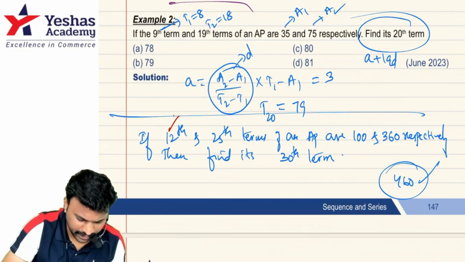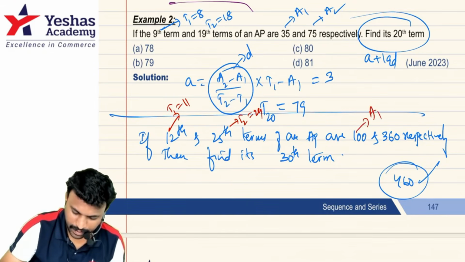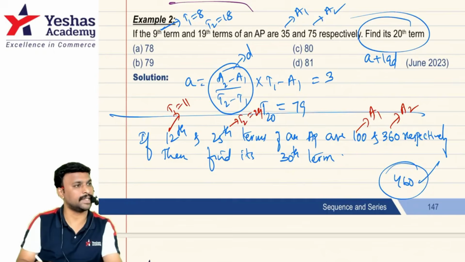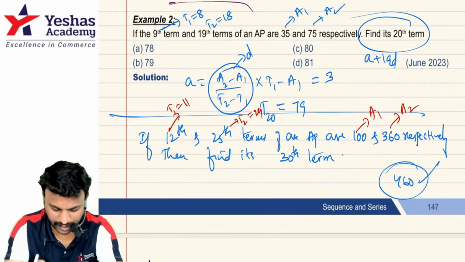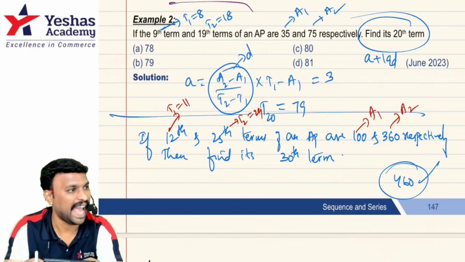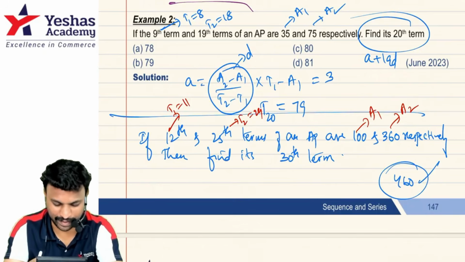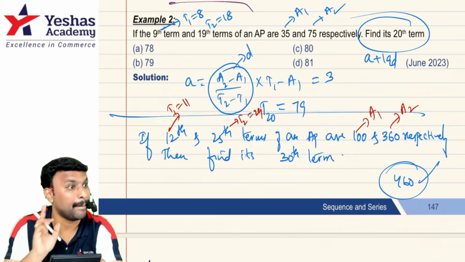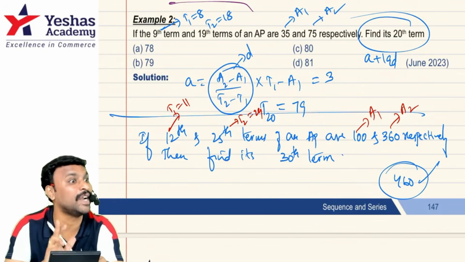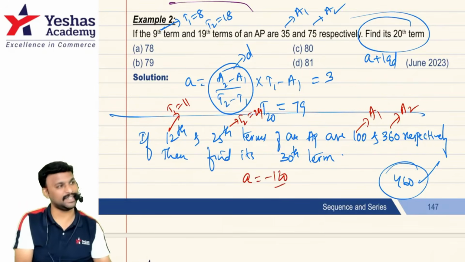What is T1? 11. T2? 24. A1? 100. A2 is 360. Use the shortcut A2 minus A1, 260, divided by T2 minus T1, 13. M plus, because we need the D value for the future. Into T1, 11, minus A1, 100. This will fetch you 120. But actually the A value is not 120. Reverse the sign. The A value is minus 120.